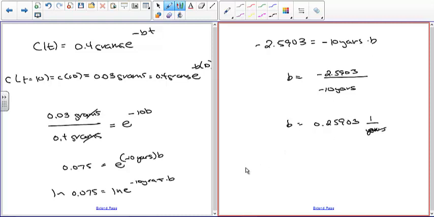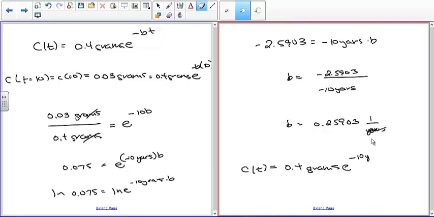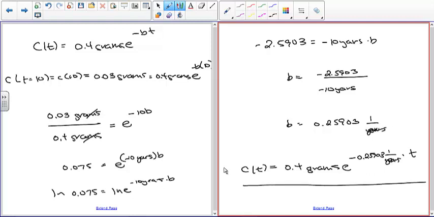So our final equation here is that c of t is equal to 0.4 grams e to the minus b, where b is 0.25903 1 over years, times t. So that's my general expression.